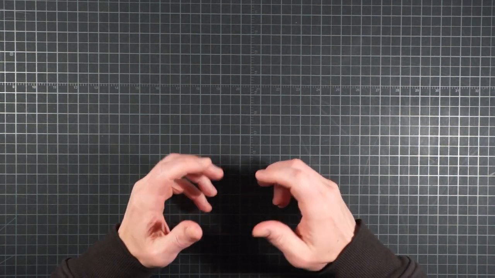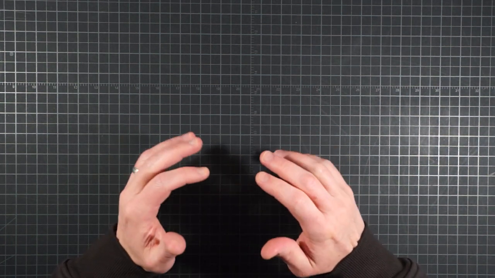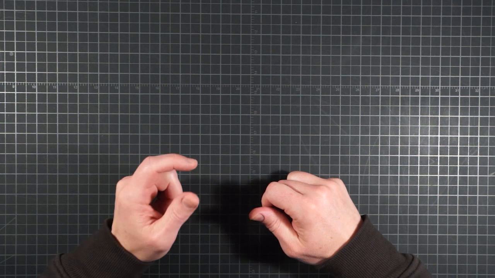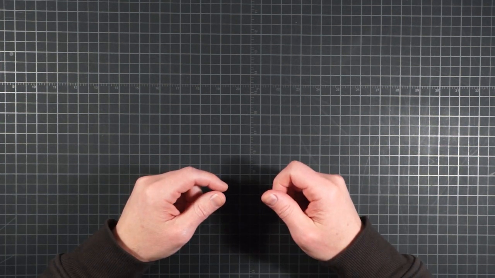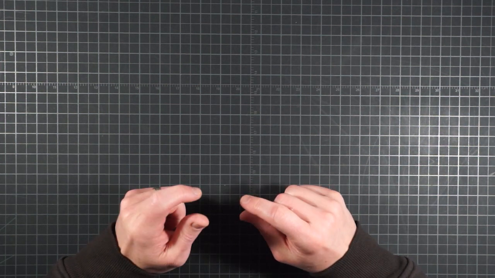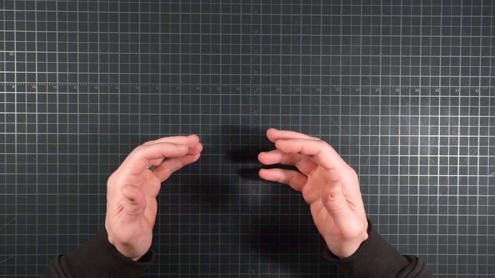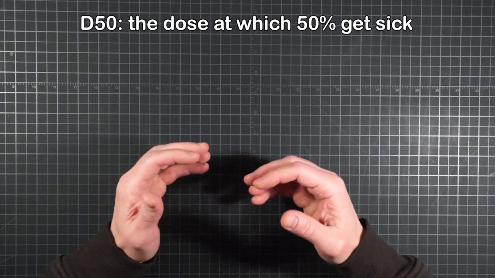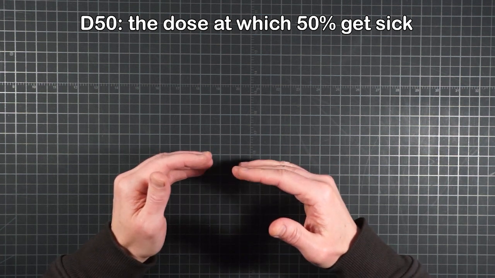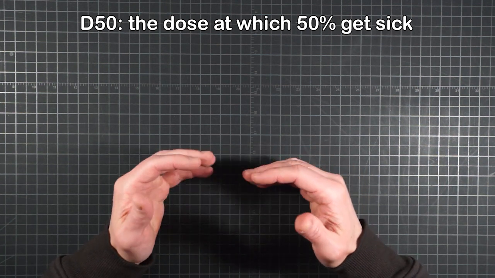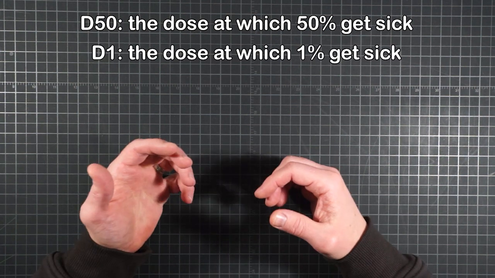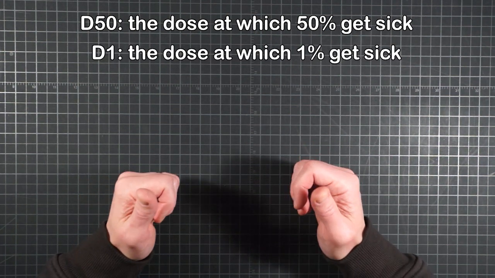Also, minimum infective dose is actually more complicated than I've made it sound. You'll see things like a D50 number or even a D1. You see, not every strain or every sample of a disease is the same, just as not everyone's susceptibility is the same. So a D50 is the dose at which 50% of the population will get sick. There's no one number for everybody. A D1 is the dose at which only 1% gets sick.